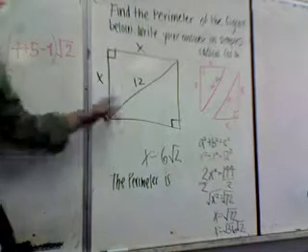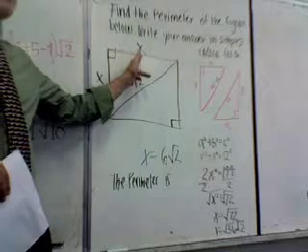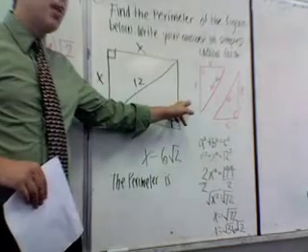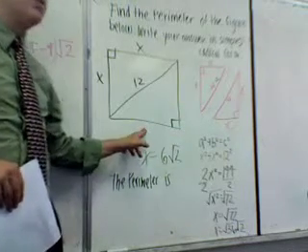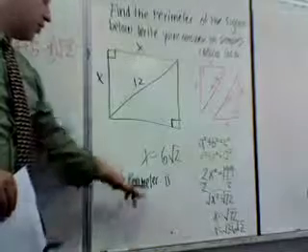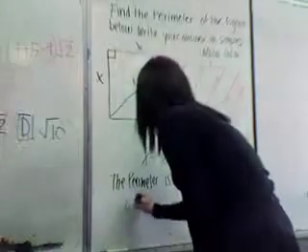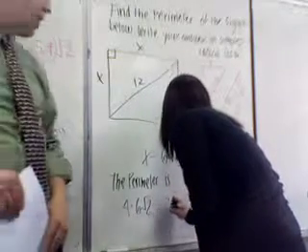4 times. We've got 6 root 2 plus 6 root 2 equals what? 12 root 2. Plus another 6 root 2 equals 18 root 2, plus another 6 root 2 equals 24 root 2. So the perimeter is 4 times 6 root 2, which equals 24 root 2.